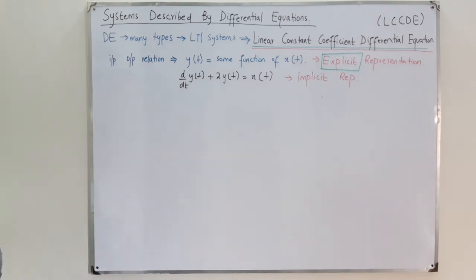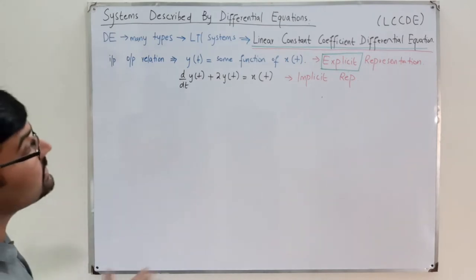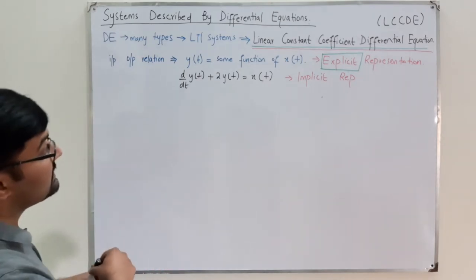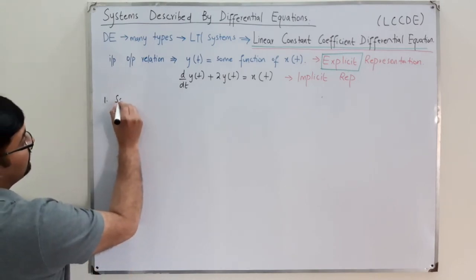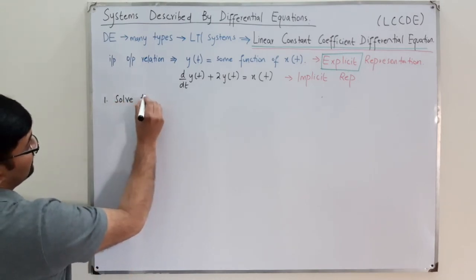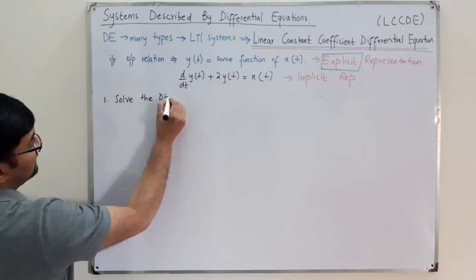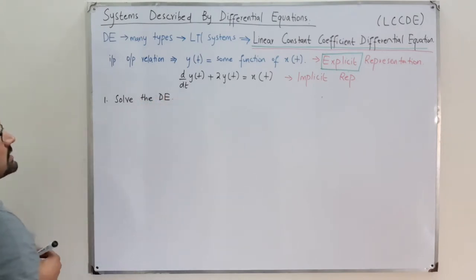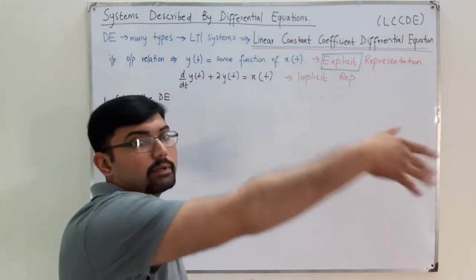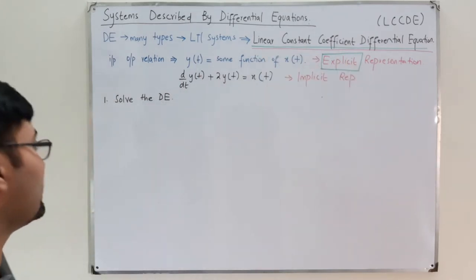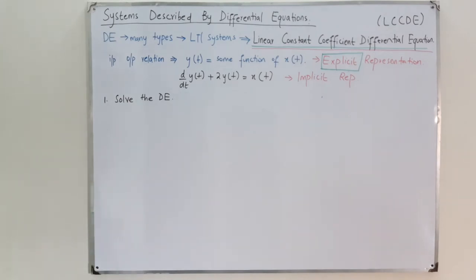Let me keep on writing the steps as well. The first step is to solve the differential equation. When you solve it, you would have the output on one side and the independent variable on the other side of the equation. That is the solution.